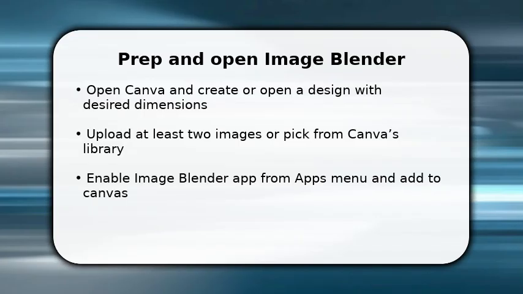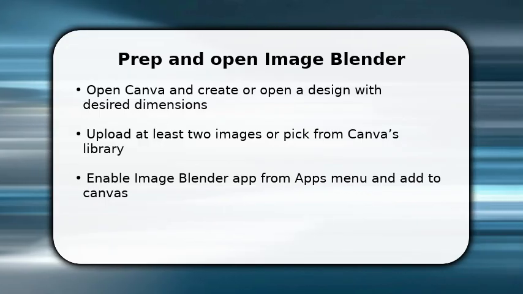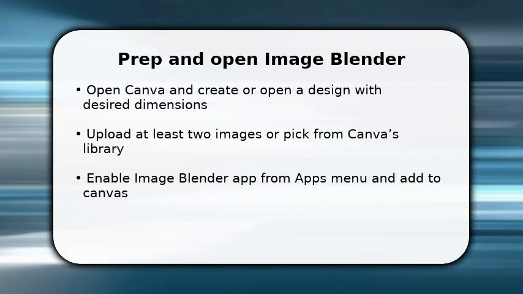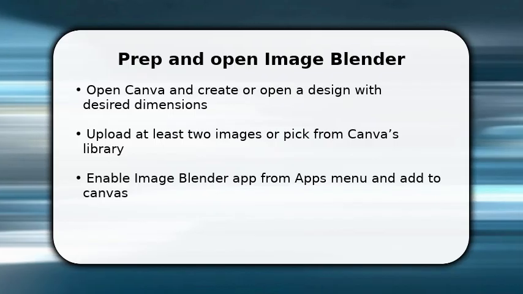You start by opening Canva, creating the design, and loading the images you want to merge. Once done, install or open the Image Blender app from the Apps menu and place both images on the canvas. You need layers arranged roughly where you want blends to appear. Make sure to position the top image over the bottom one and set basic size and alignment.